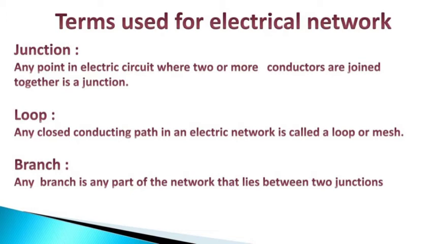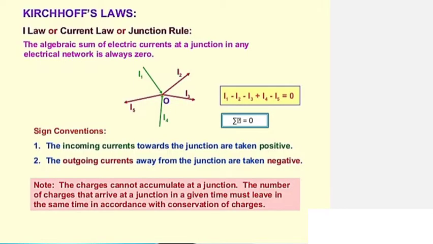Second term, that is loop. Any closed conducting path in an electric network is called a loop or mesh. Branch. A branch is the part of a network that lies in between two junctions. There are two Kirchhoff's laws. The first law is called Kirchhoff's current law, or junction law. And the second law is called Kirchhoff's voltage law, or loop law.